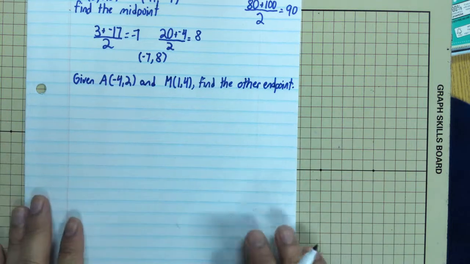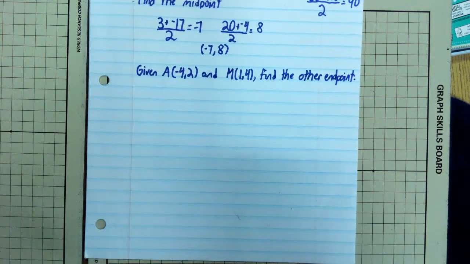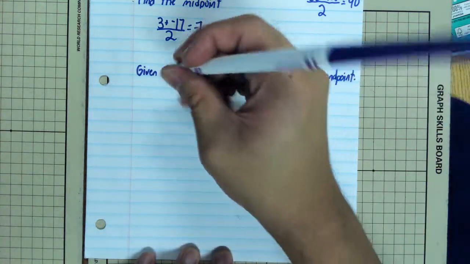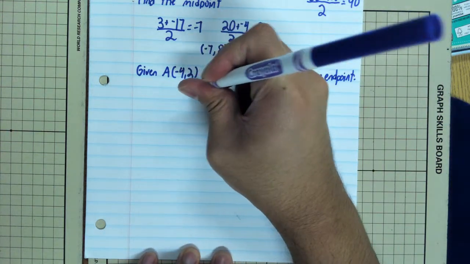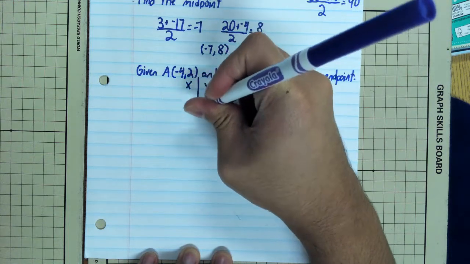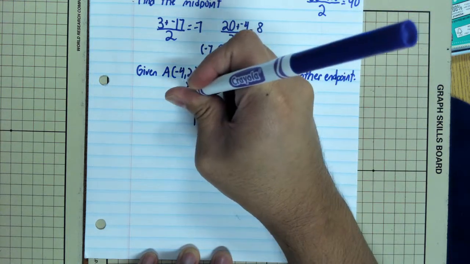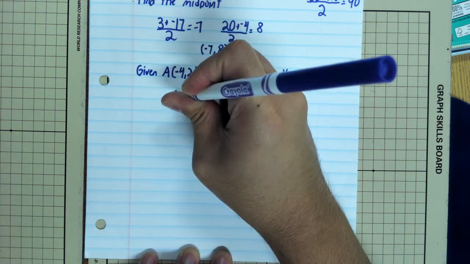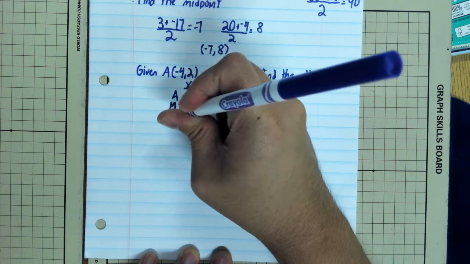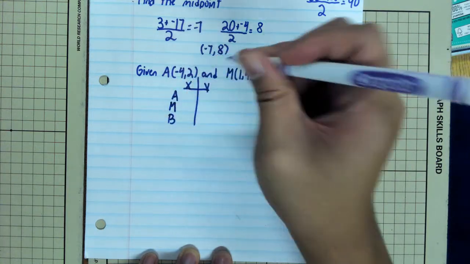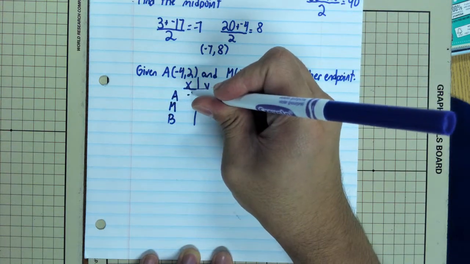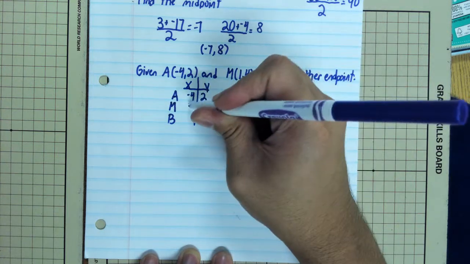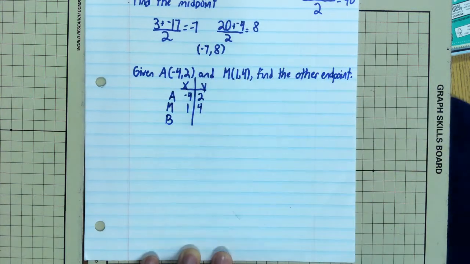So the other method I'm going to show you is the table method. And most will prefer the table method. Also, when your numbers are way too big to count on the graph, again, table method works for finding the other endpoint. So here we go. Let's put this in an XY table where we have point A is right there, M is in the middle, and we're looking for B, the other point. So A is at -4, 2, M is at 1, 4, and we don't know where B is.